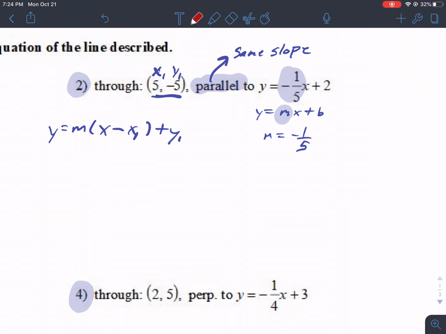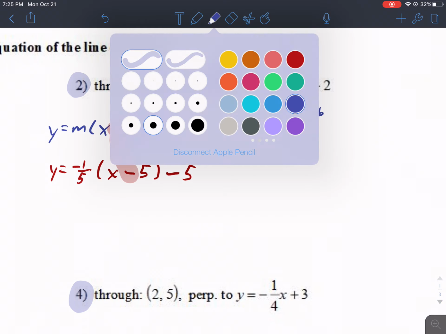So we're going to plug it in. We have y equals, our m is negative 1/5, parentheses x minus 5, not plus, minus 5. So this positive 5 is going in here. But notice how I already have a negative 5, so that's getting dropped down. That's where I'm not switching them. That's an x. It just has to be a negative. Think of it like you're doing the opposite sign.